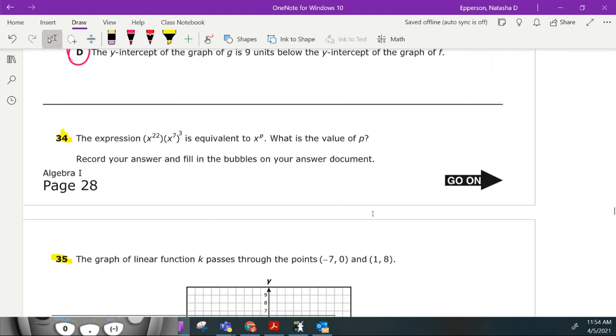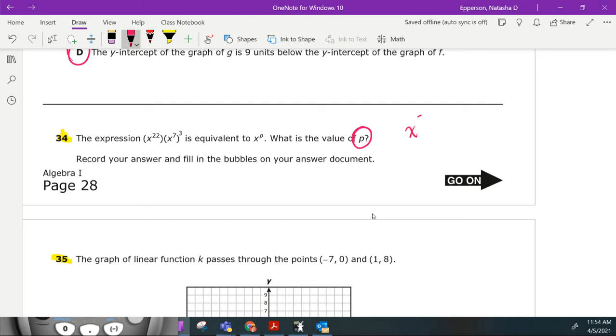Number 32. The expression is given here, and it's equivalent to x to the p. We want to know what is the value of p. Okay, so we've got a couple of things happening. We've got product rule and power rule. I'm going to deal with the power rule first.